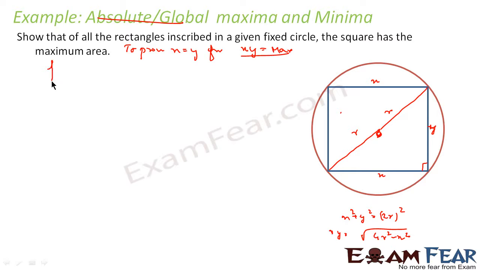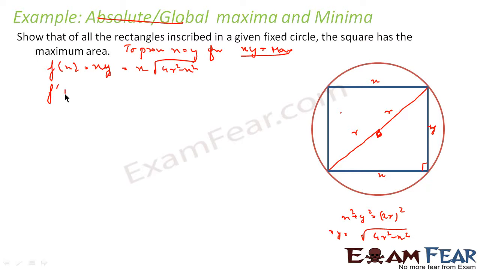I have a function xy because that is the area function, and I have to find the value of x for which it is maximum. So replace y with this: root of 4r square minus x square. I have to find the maximum value of this, or the value of x for which this function is maximum.